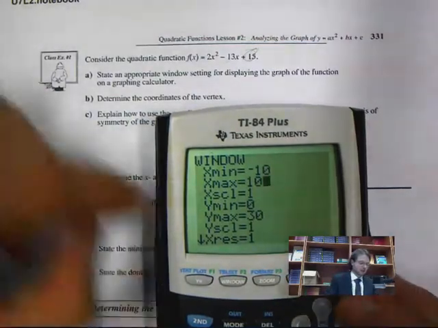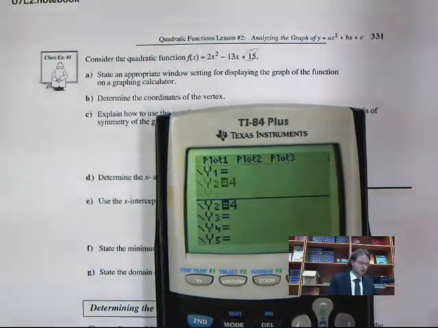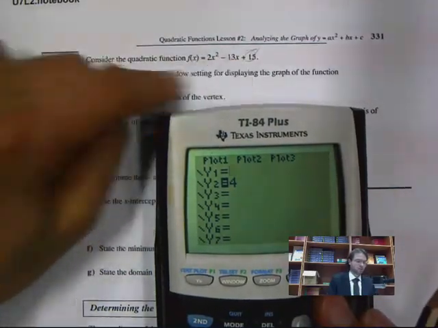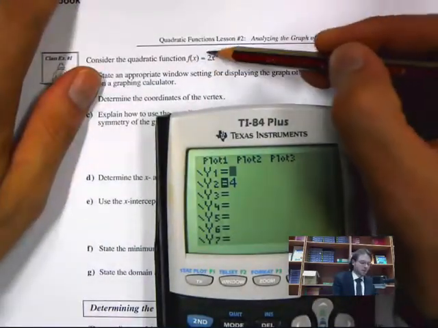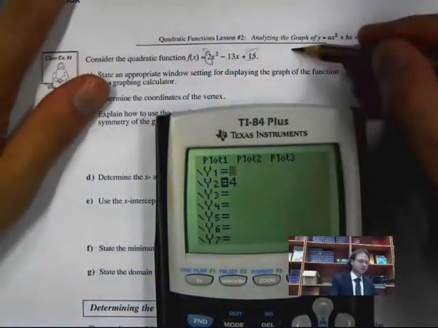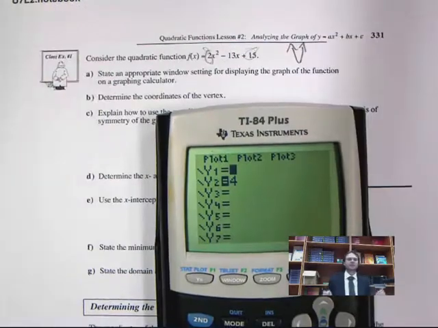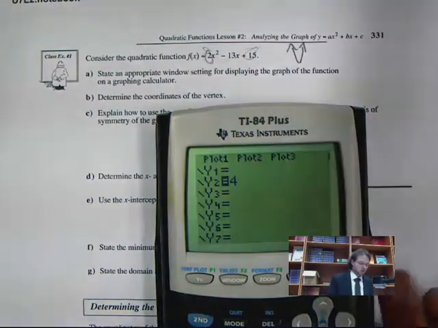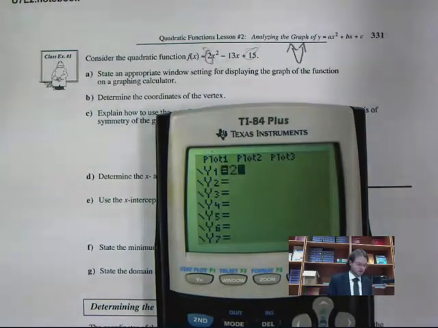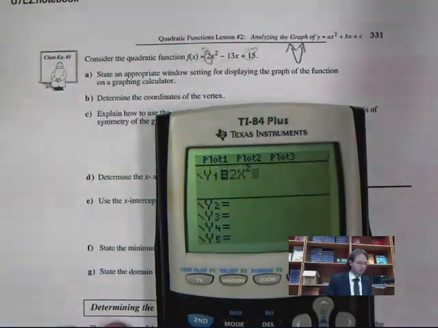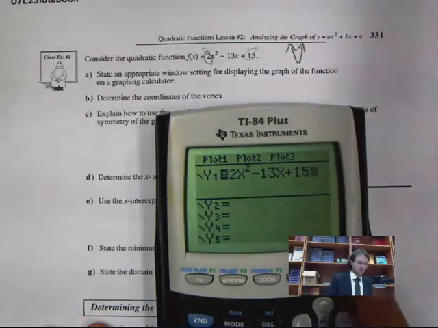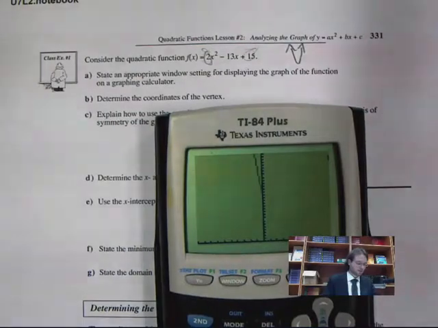So let's try that, and put this in here. We're going to clear that. I know my y-intercept is 15, that's why I put it there. Now, first of all, this is a 2. It's a positive 2. So that means this person's positive. It's happy. It's not less than 0. So I'm going to put this in here, and we're going to graph it. So I have 2x squared minus 13x plus 15. And I'm going to graph it.